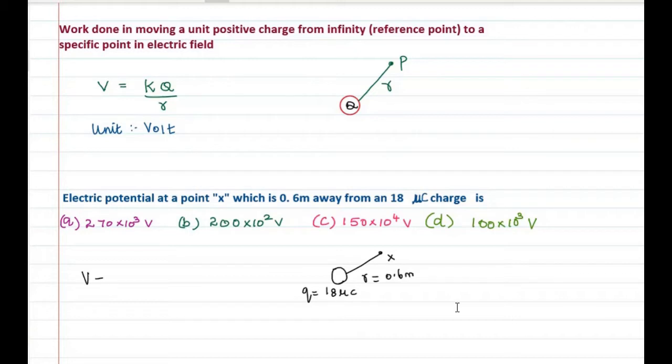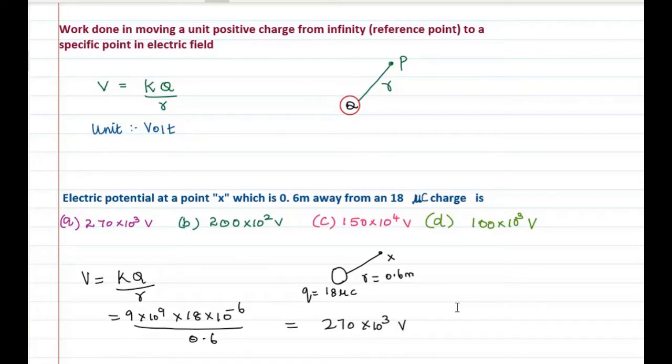So we know V is equal to KQ by R. K is equal to 9 into 10 to the power of 9, into Q, which is 18 into 10 to the power of minus 6 microcoulomb, divided by R, which is 0.6. After substituting the values, we get V is equal to 270 into 10 to the power of 3 volt. So substitute the values in this electric potential formula, we'll get this answer. So the answer is A. Okay, so this is your answer.